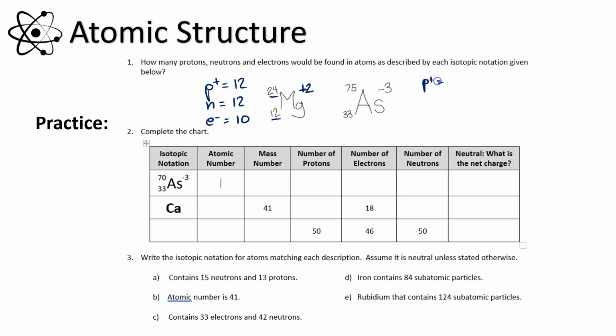Same thing for arsenic, it's going to have 33 protons. If you do 75 minus 33 to find out how many neutrons there are, you end up with 42. And the electrons, we're going to look at the charge of -3. This means the negative team has to be winning by 3 for a total of 36 electrons.